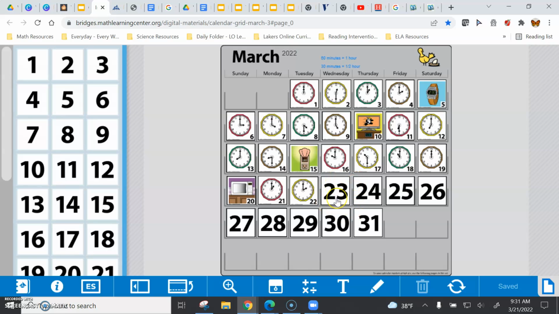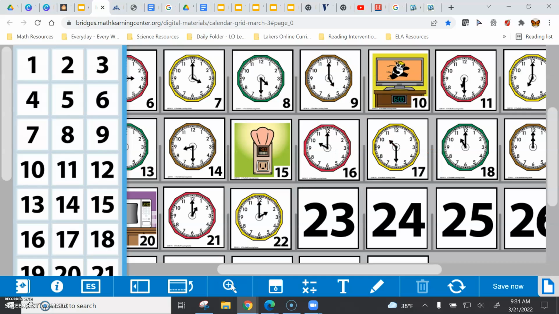We look at our information, we see that yesterday we had 2 o'clock on our calendar. Let's see what the time will be now. 2:30. So as you can see, it was on 2 o'clock, but it moved from 2 o'clock to 2:30. So that big hand moved from the 12 all the way to the 6.